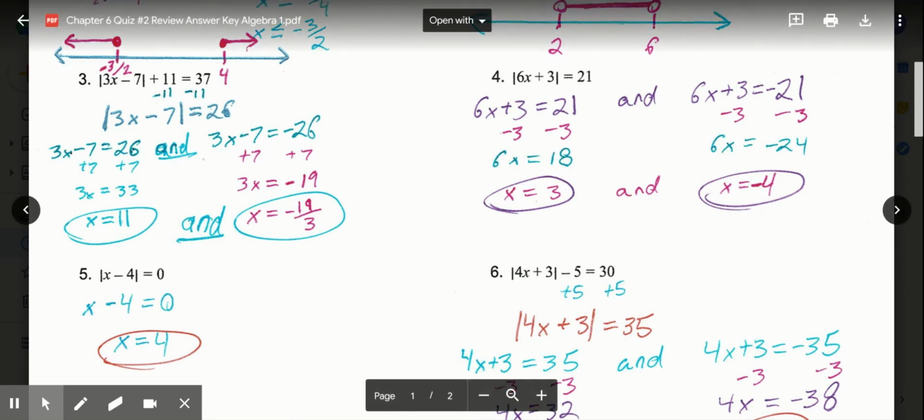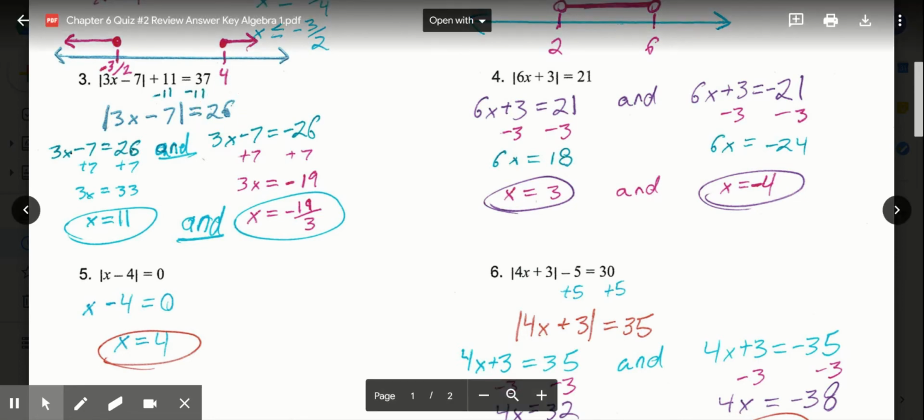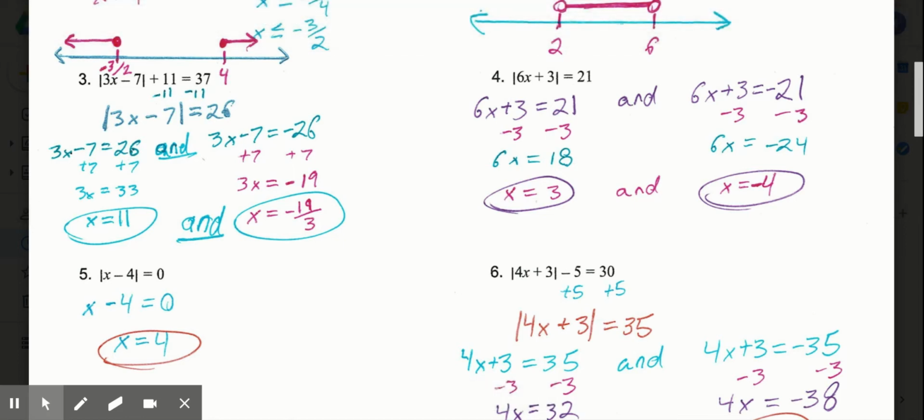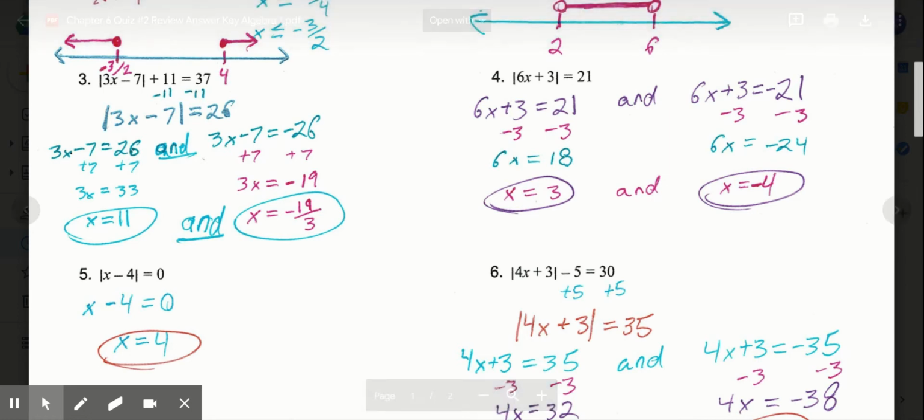So again, to solve these, you take what's inside the absolute value and you set it equal to the positive and the negative of whatever's on the right. So 3x minus 7 equals 26, and 3x minus 7 equals negative 26. Both of them we want to solve for x, so add 7 and divide by 3, and x would equal 11, and x would equal negative 19 over 3. And again, it's okay to leave these as a fraction.